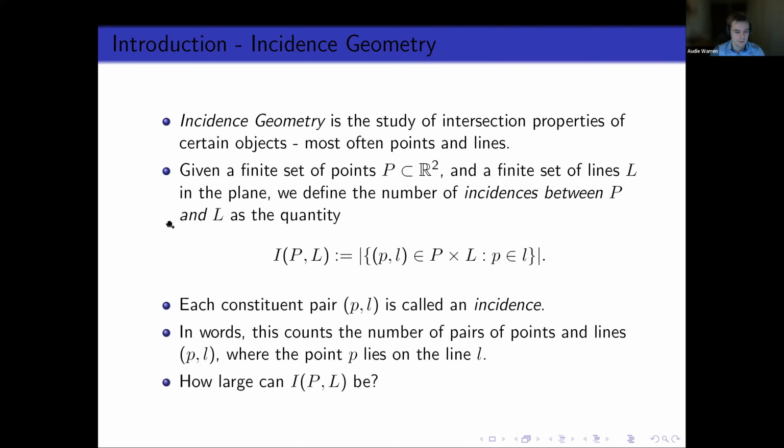Okay. So the main question that we try to answer is, if we have a set of points P and a set of lines L, how large can this be in the worst case, let's say?